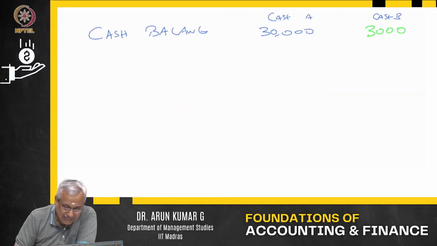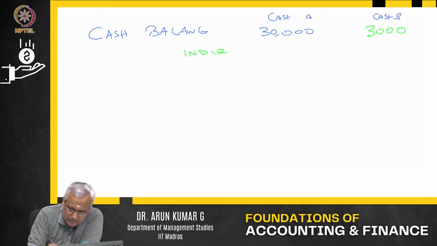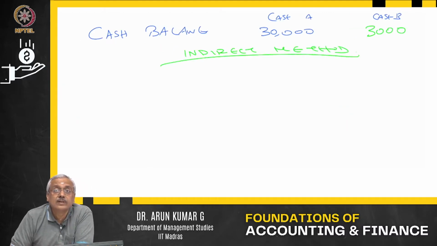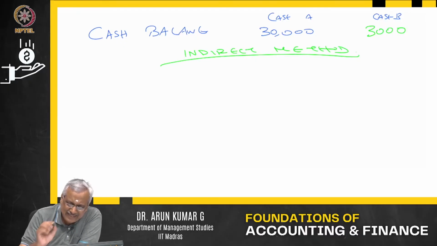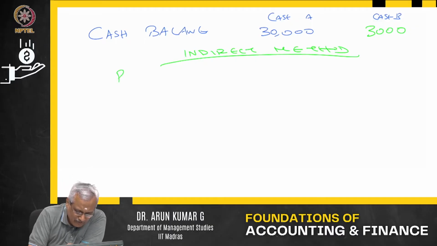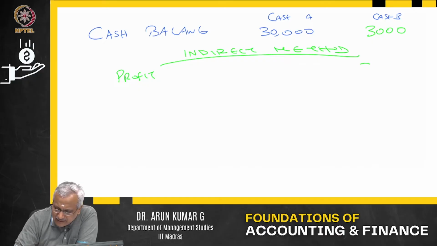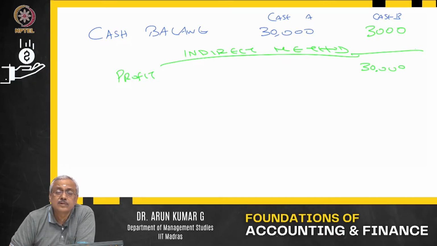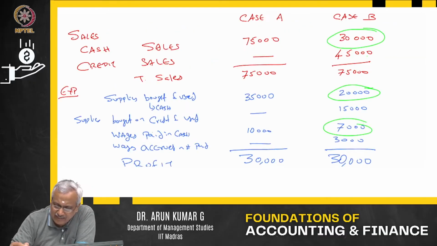Now, let us look at the indirect method. For case B, case A there is no indirect method required, right? Everything we know very clearly. Case B, let us look at indirect method. What is the profit? Profit is 30,000. In the profit, that means profit is basically your total sales minus your total expenditure.